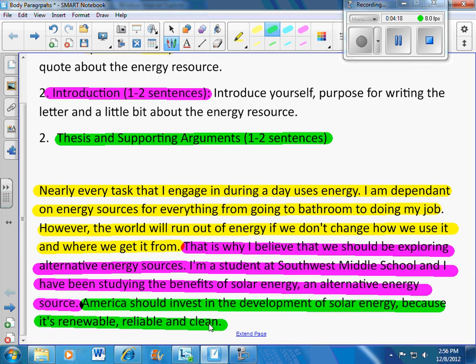Okay, so I have my introductory paragraph. It's well written. It grabs the reader's attention. It introduces myself and my argument and outlines my thesis and supporting arguments. The reader really knows where I'm going in my letter. Get started.